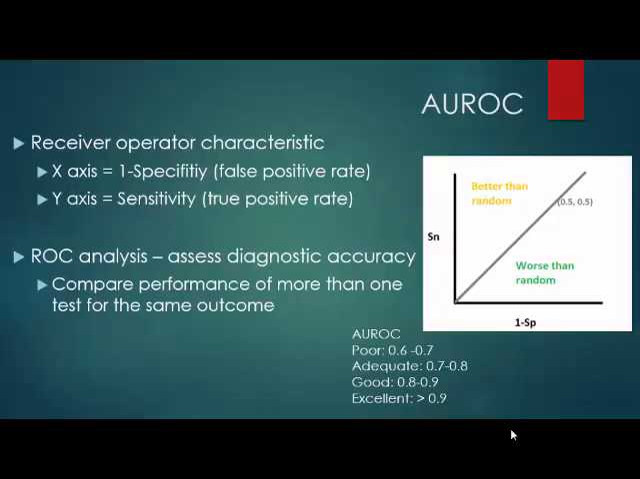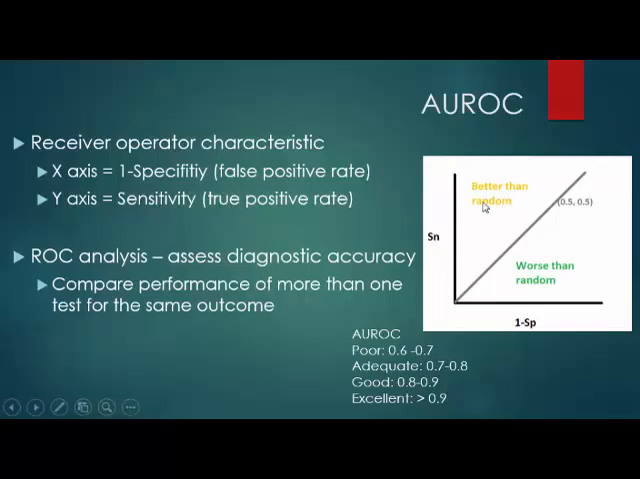So I just want to take a quick second and talk about the area under a receiver-operator curve, because this is a journal club, so we should learn how to interpret some data. The receiver-operator characteristic is a way to balance sensitivity and specificity. So on your y-axis, you'll see sensitivity.